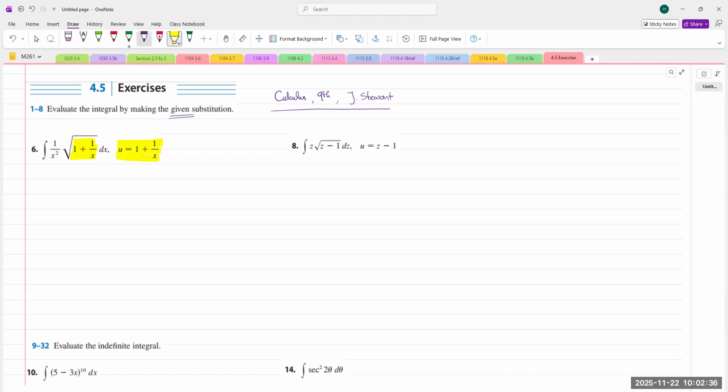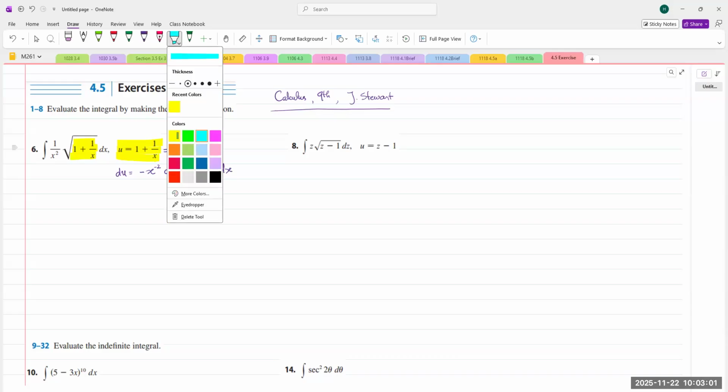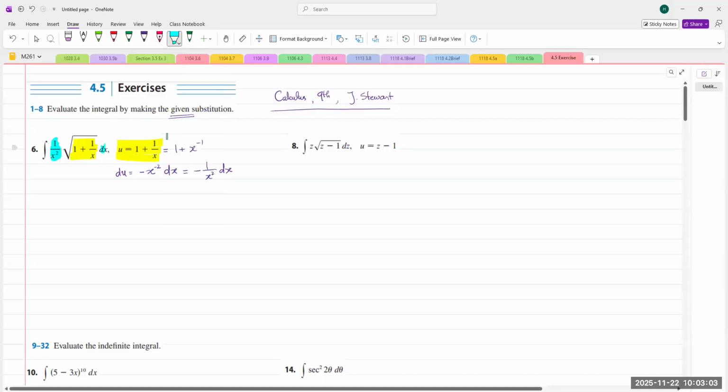So what is our du? This is u equals 1 plus x to the negative 1. So du, the differential, will be negative x to the power of negative 2 dx, which we can write as negative 1 over x squared dx. Now notice that the 1 over x squared dx happens to be part of our du.